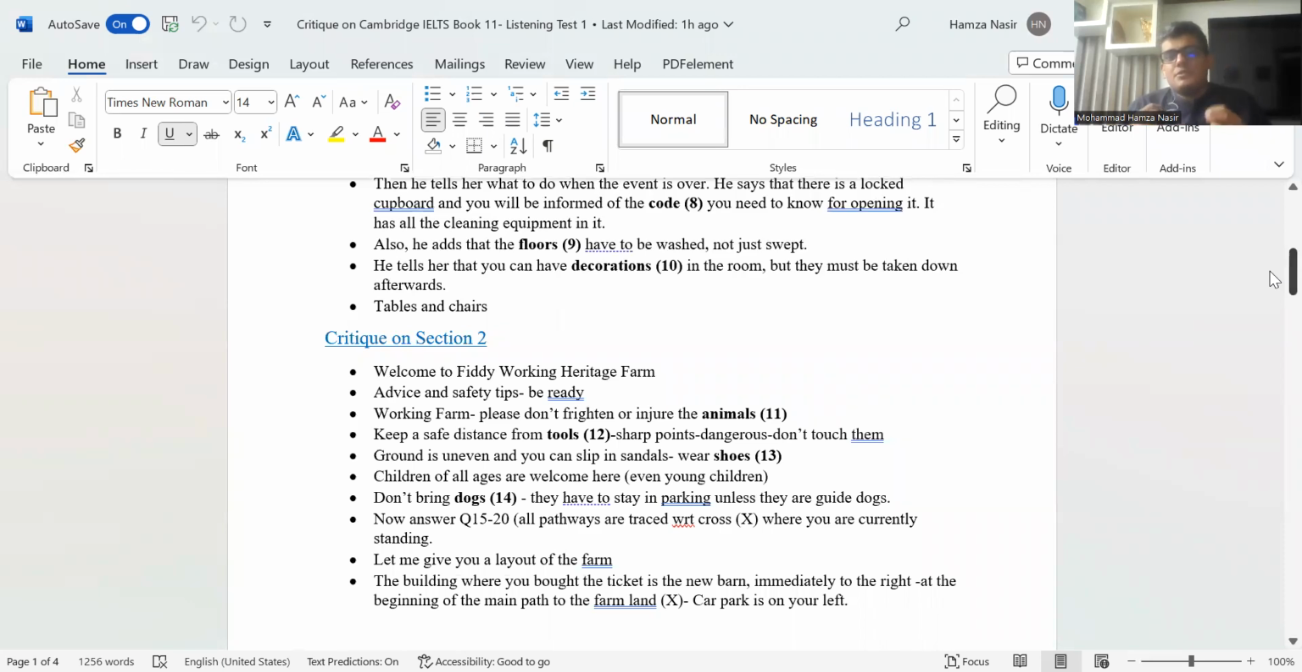And now, fellas, we're going to come to section 2, in which the person says in the recording, welcome to the FIDI Working Heritage Farm. I don't know whether it was a man or a woman. Okay, so it gives some advice and safety tips. First of all, they say it's a working farm, so please don't frighten or injure the animals.